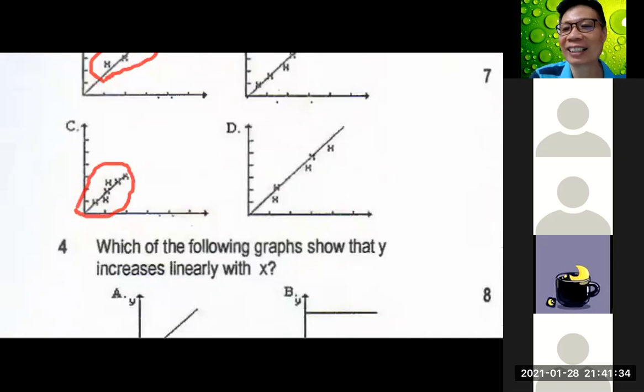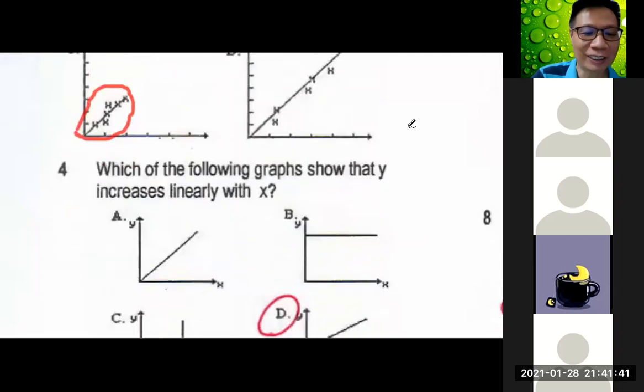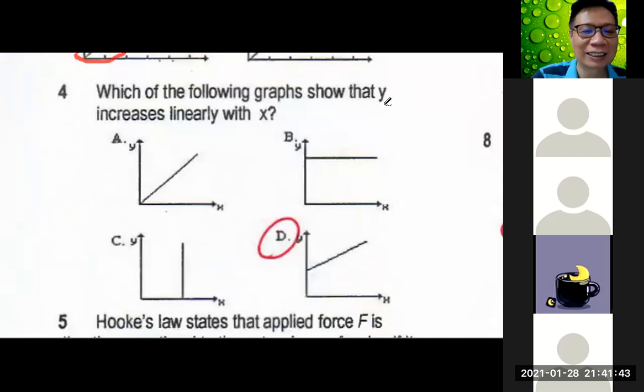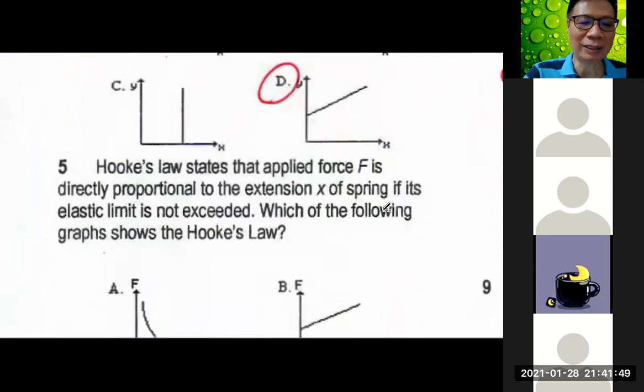Someone very fast gave the answer already. Donkey, Jiahe said donkey. Just now got another point given for it. Yes, correct. Donkey lah. Increases linearly, so it's donkey. Okay. Number 5. You highlight the word directly proportional. When it's directly proportional, very obvious already. You must know the answer already lah.